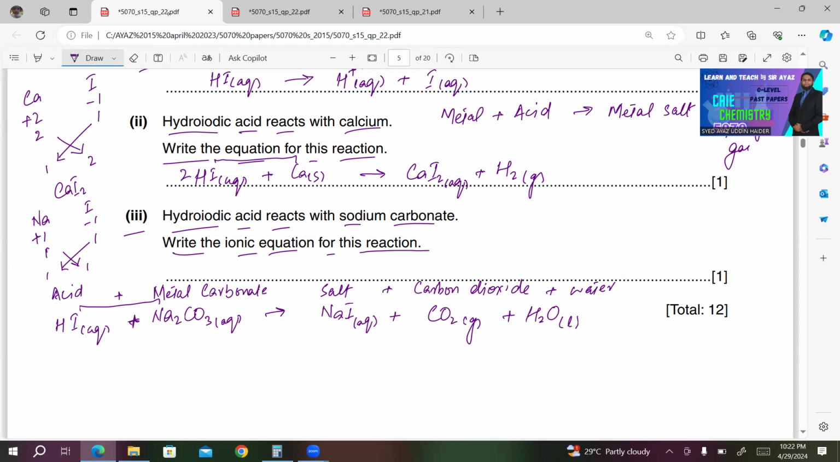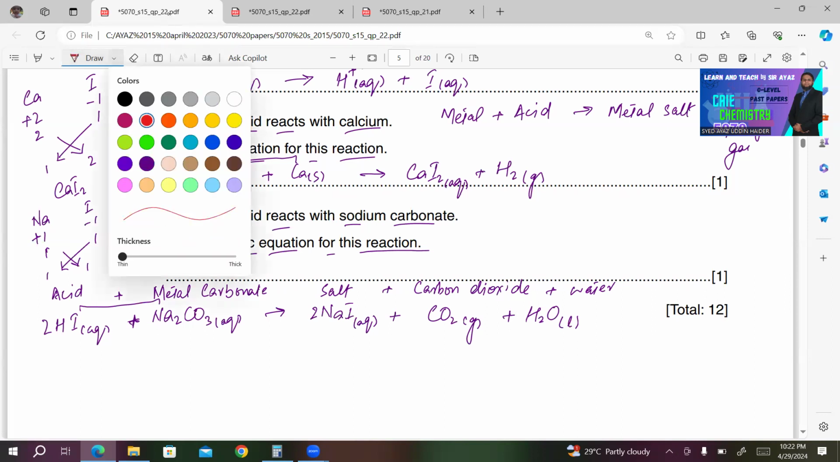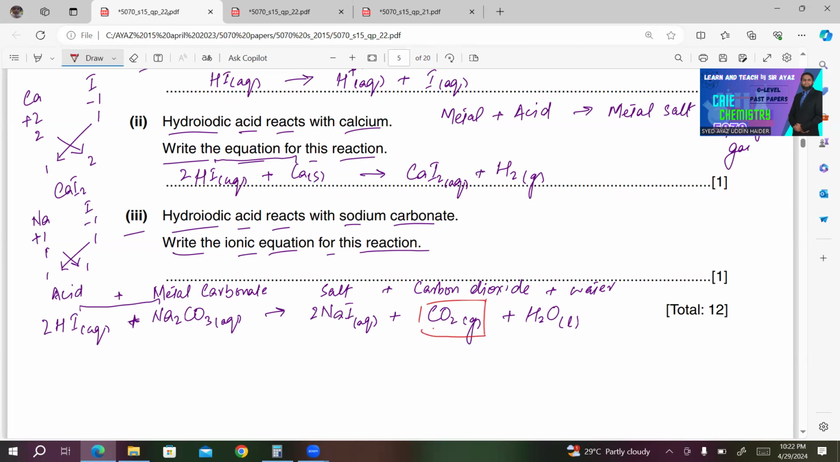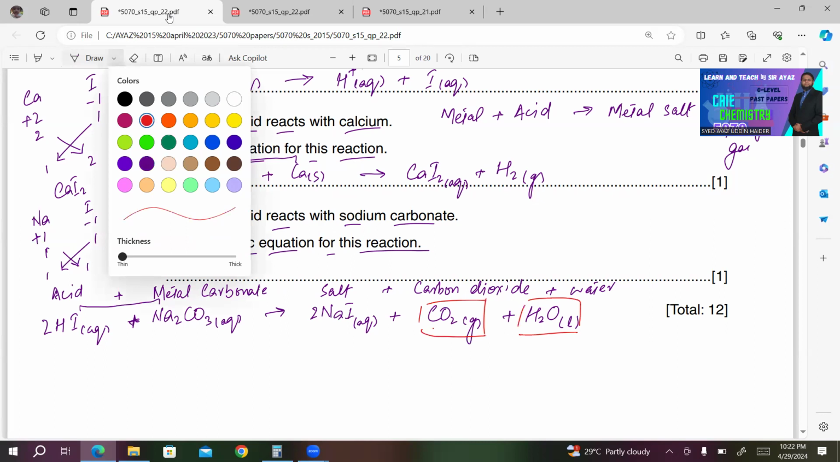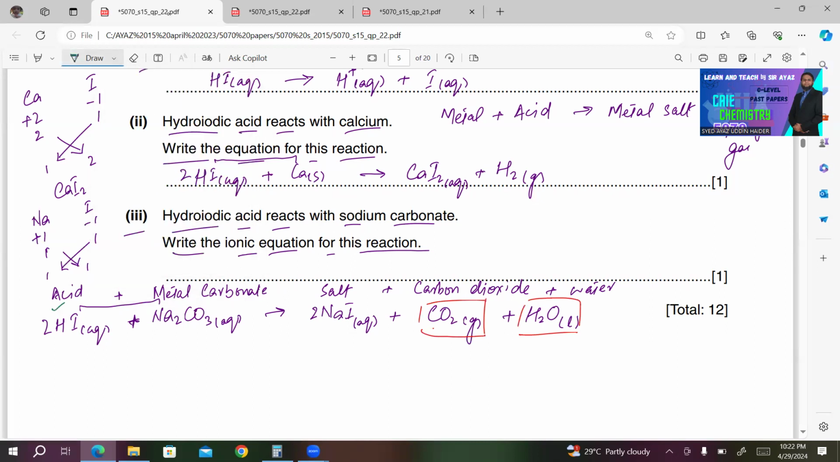So let's balance the equation. 2NaI, 2HI. Check the balancing of the equation. The equation is balanced. Now, what is the rule for writing the ionic equation? Split up all the aqueous states. Only aqueous states. Leave the gas state and liquid state as they are. And split up these states. This one, this one, this one.